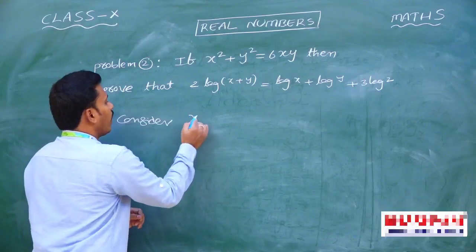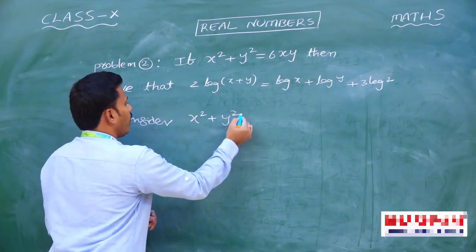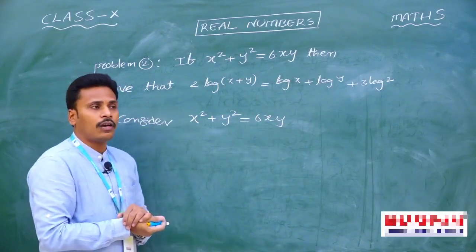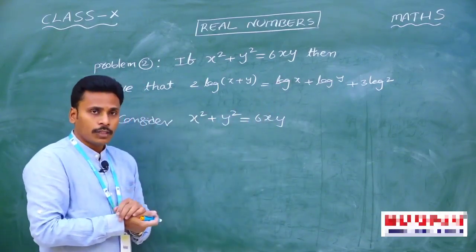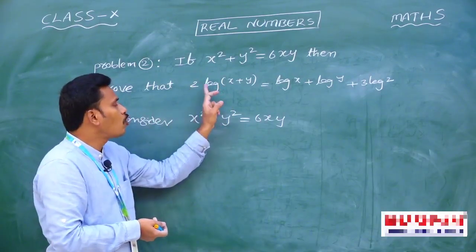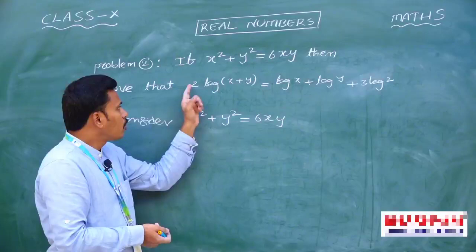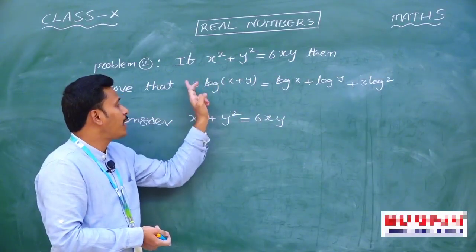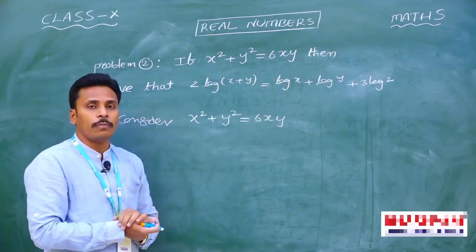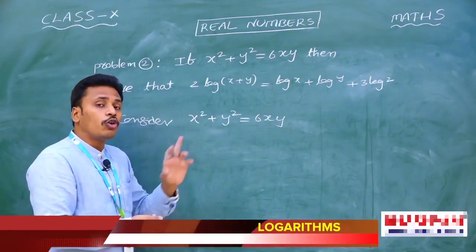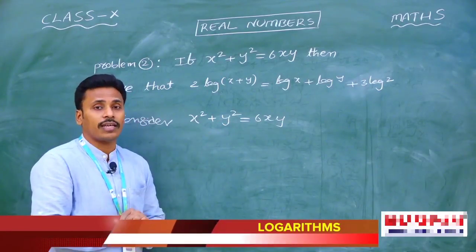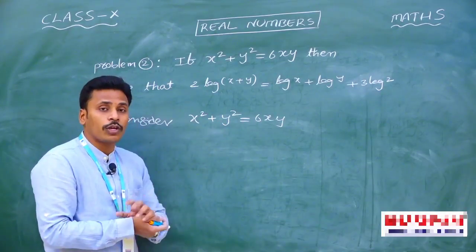What is the given? x square plus y square is equal to 6xy. You need to consider this. And now we need to prove this statement. Look at this left hand side. You need to make a plan here actually. This is 2 log x plus y. So 2 log x plus y can be written as, by sending 2 here, by the third law, logarithm of x plus y whole square it becomes. So you need to make x plus y whole square with this x square plus y square is equal to 6xy. See, what is x plus y whole square?